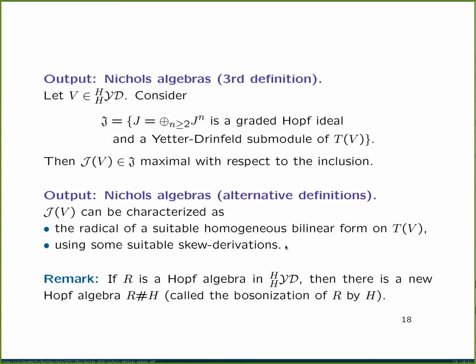Okay. Another remark, which I do not want to go into in much detail, but which will be useful, is that given a Hopf algebra in this category, there is a new Hopf algebra. So H is a Hopf algebra, R is a Hopf algebra in the category of Yetter-Drinfeld modules. Then R # H is a new Hopf algebra, which as a vector space is R ⊗ H, and has a semi-direct or smash product and smash coproduct, and this is called the bosonization of R by H. Okay, so far for the general picture.